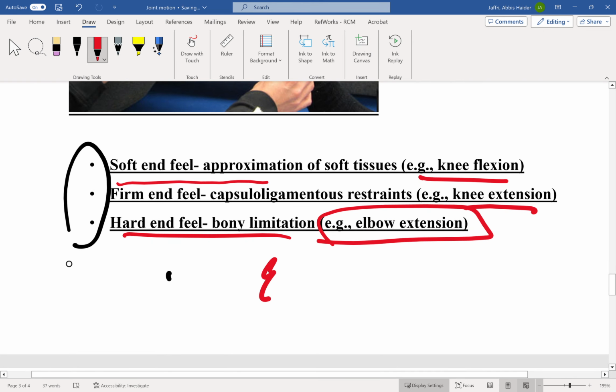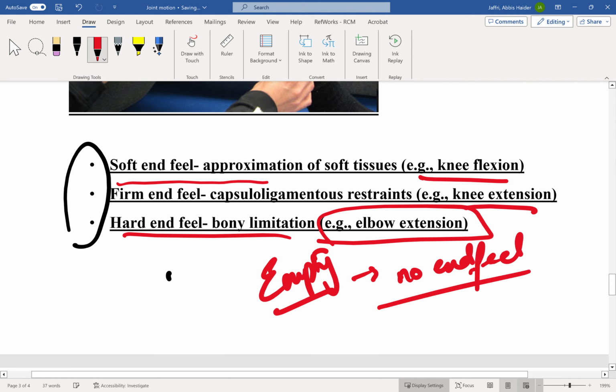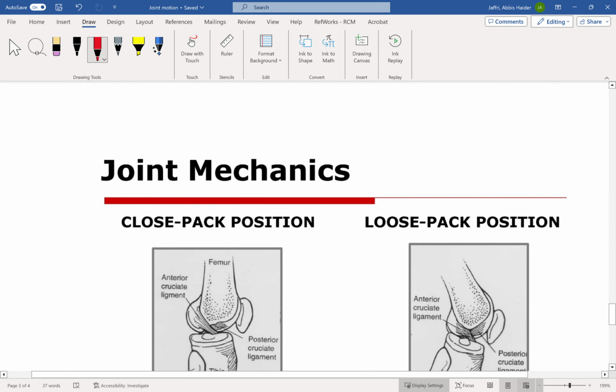Okay, there is another end feel called empty end feel, which basically is no end feel. The examiner does not feel anything. And this is a pathological end feel when the patient is not able to complete the motion. So there is no end feel because you do not go to the end range of motion. And this is a pathological end feel, okay?